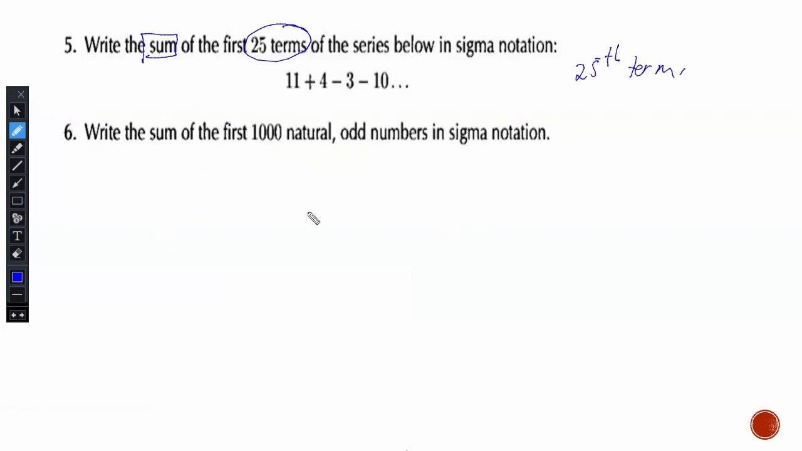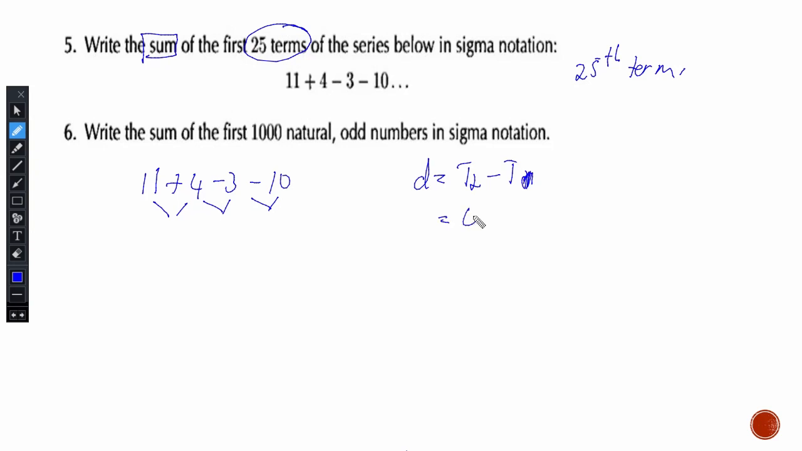So meaning that if we can just look at this, it's 11 plus 4, then negative 3, then negative 10. Let's check if this is an arithmetic progression. So if we do our common difference, that's T2 minus T1.